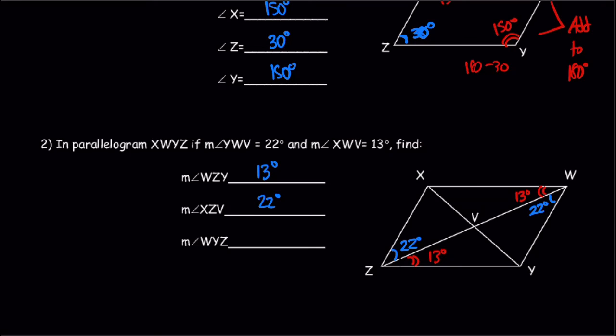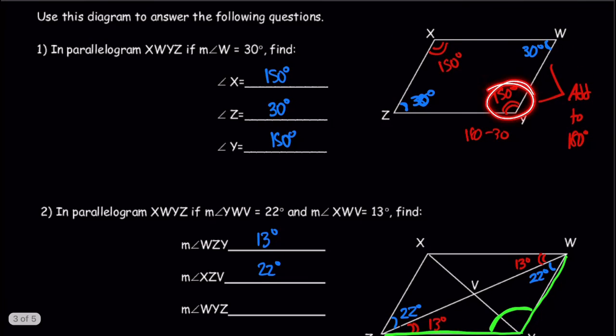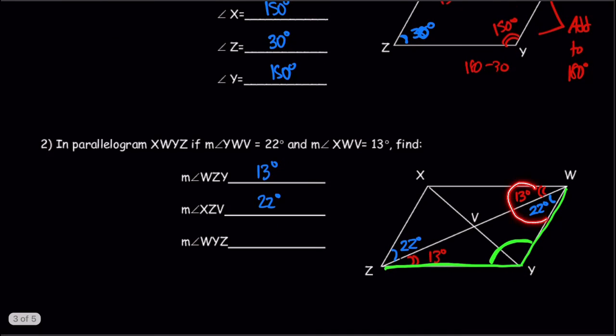The harder one is this WYZ. How are we going to get this angle? Well, the way we're going to get that is the same way we got this one up above. It's because I knew what this one was, and I subtracted it from 180 to get that. We're going to do the same thing. We know what this one is here. We just have to add those together. So if I add those together, 13 and 22, that's 35. So that whole angle there is 35 degrees. So to get this one, I'm going to take 180 minus 35. That's going to be 145.